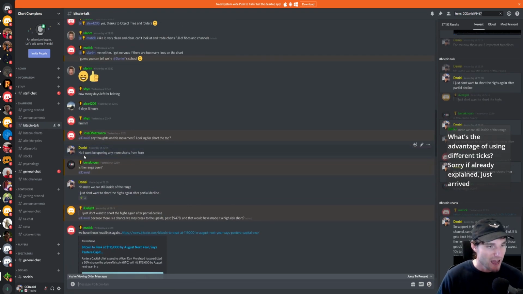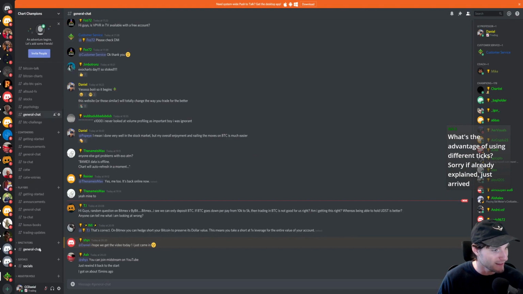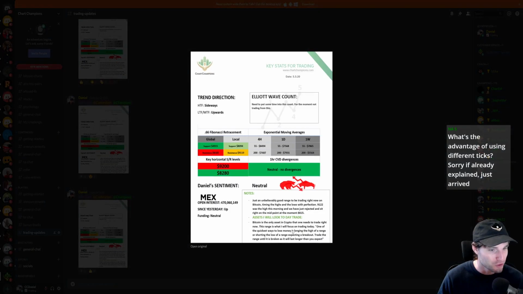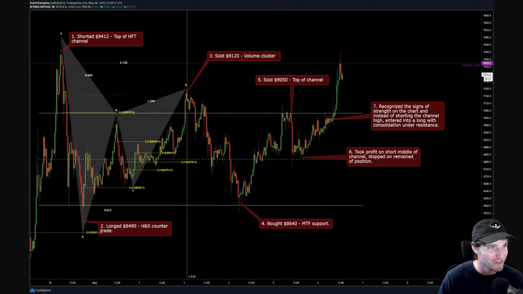It's funny, I refer to this because obviously a few days ago, I was giving to you all over in the update section the quote: one of the quickest ways to lose money is longing the high of a range or shorting the low of the range expecting a breakout. Trade the range until it has broken. It will last longer than you think. That was the quote that I gave you a few days ago.